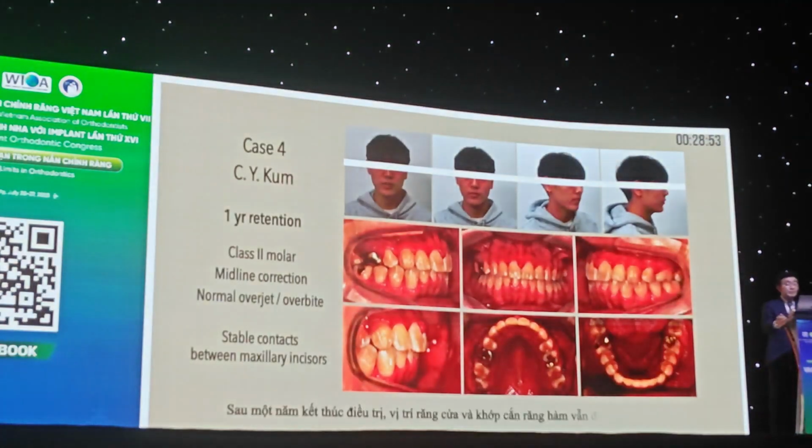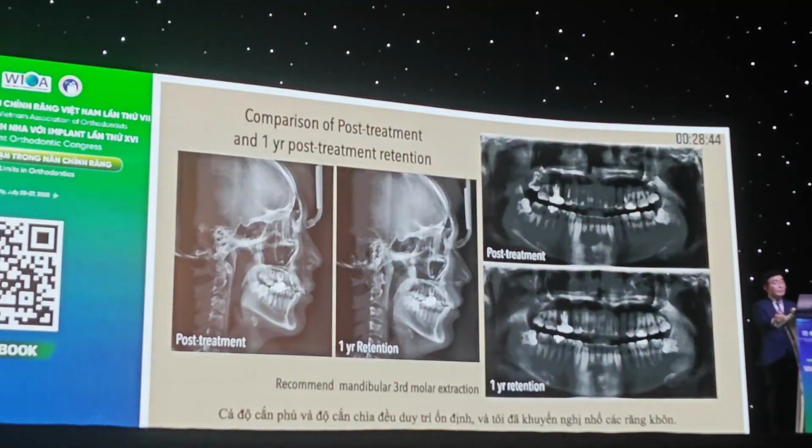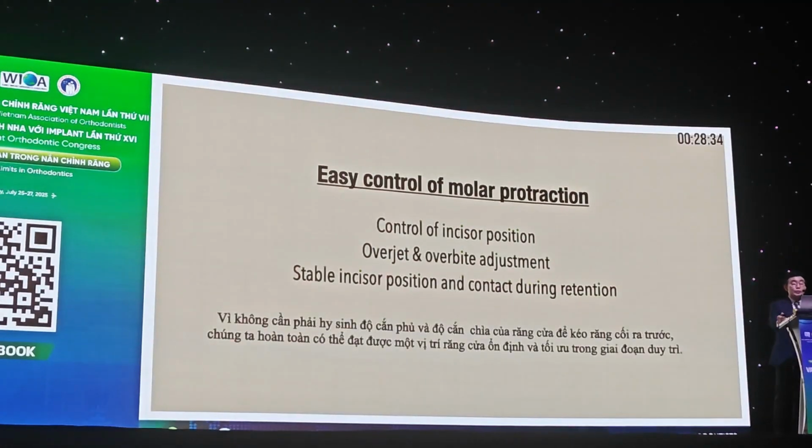At 1 year post-retention, the position of the incisors and occlusion of the molars were well maintained and stable. Both overbite and overjet have also remained stable, and I recommended the extraction of the third molars. Since it is unnecessary to compromise the overbite and overjet of the incisors to advance the molars, we can achieve a favorable and stable incisor position during retention.